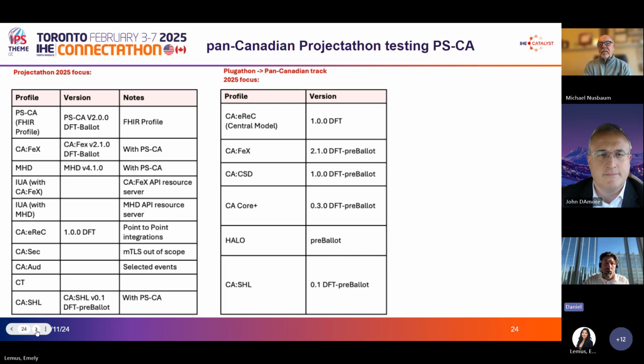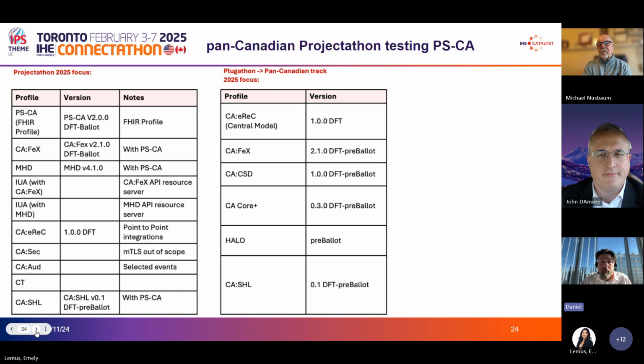CAFEX is essentially the exchange of IPS on FHIR, MHD, that is a transport and exchange mechanism, IUA is a security mechanism. They have audit, consistent time, and that goes in the Projectathon because they're at a maturity level that's far along the road that they can actually do some very specific tests.